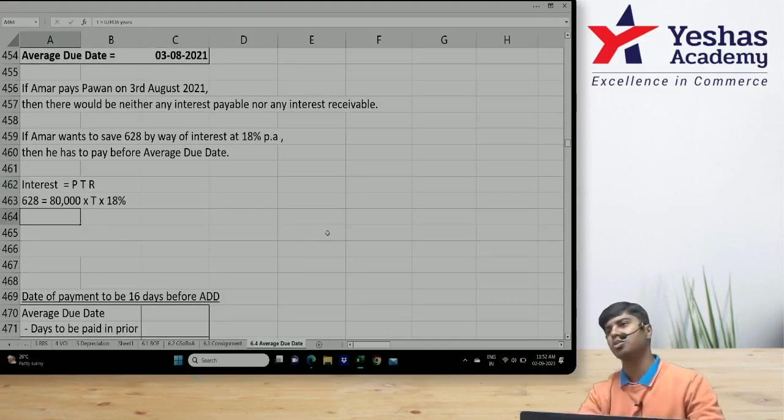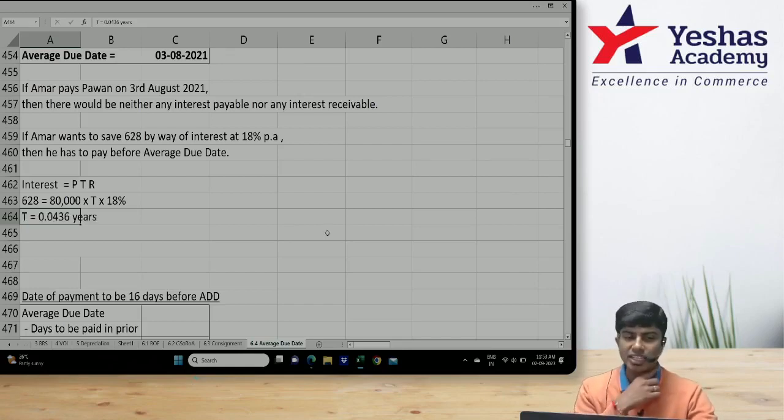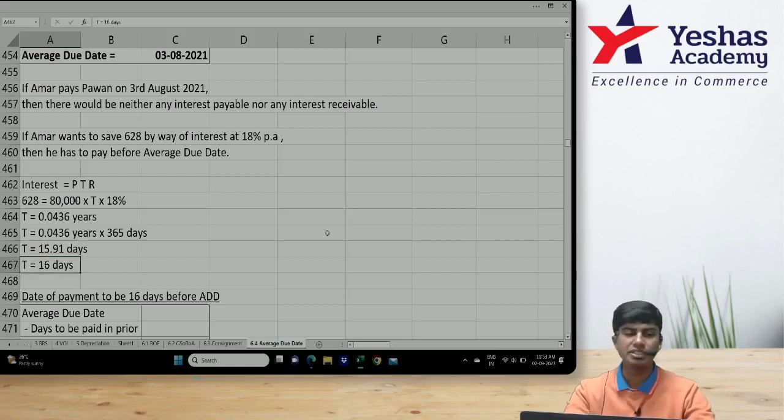80,000 into 18% is how much? 14,400. Okay, 628 divided by 14,400. 0.0436. Round it off. That is years. That is why the interest we've taken, 18%, is per annum. So this is 0.0436 years. Multiply it by 365 days. 15.91 days. That is nothing but 16 days.